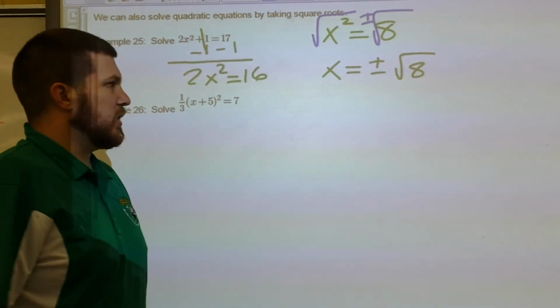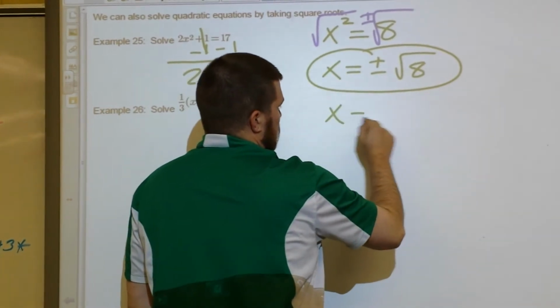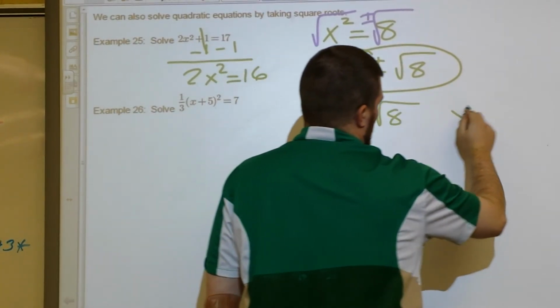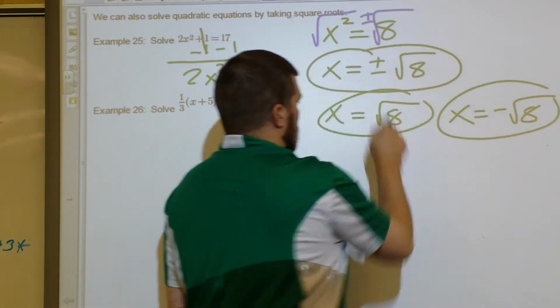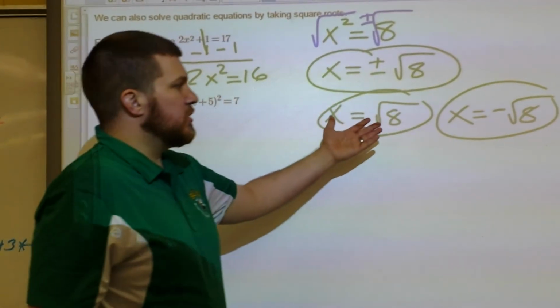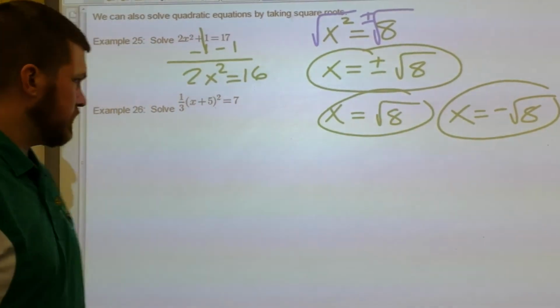You could leave your answer like that. We have x by itself, just like we wanted, or you could split this up. X equals the positive square root of 8, and x equals the negative square root of 8. Okay, so however you want to write it. And of course, you can use your calculator to turn these into decimals. I'm not going to do that this time. You can if you want to.